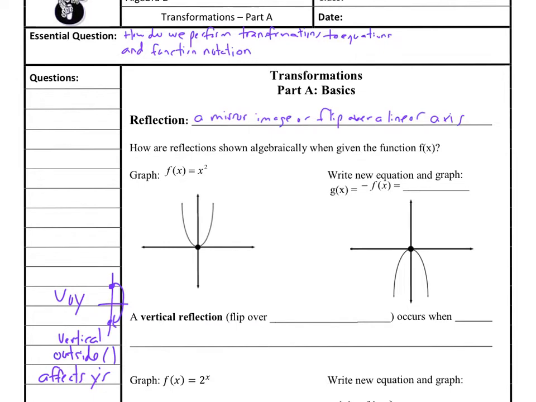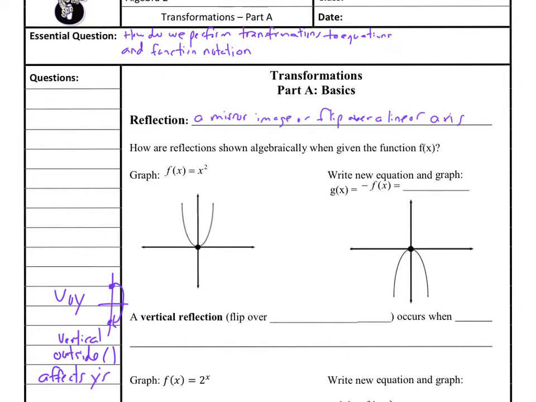So a reflection is a mirror image or a flip over a line or an axis. All right, so the first equation that we have is f of x equals x squared. Looks like that. All right, so we take and negate the whole thing, put a negative in front of the entire equation. That is going to change it, and it reflects it over the x-axis.